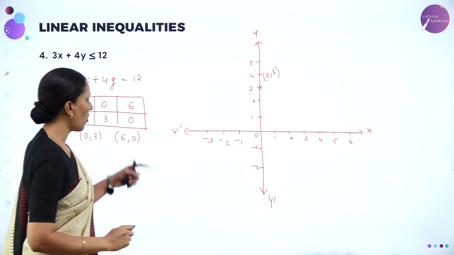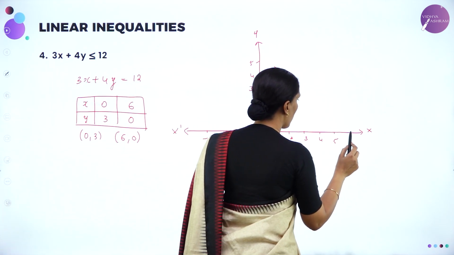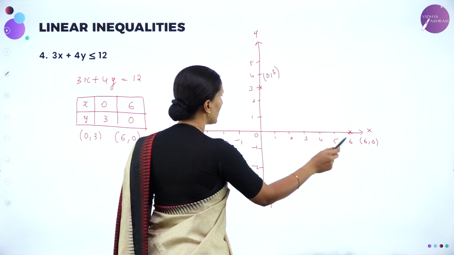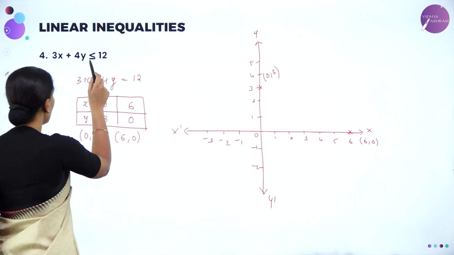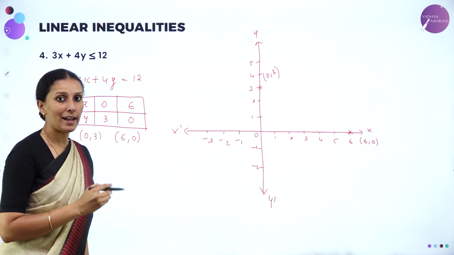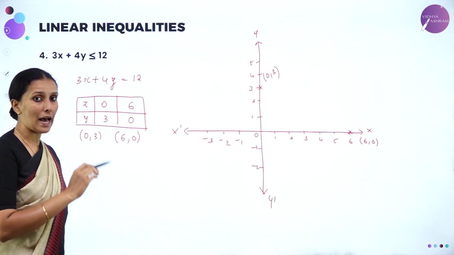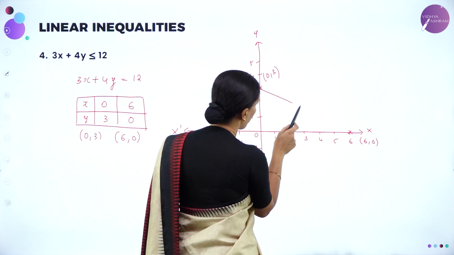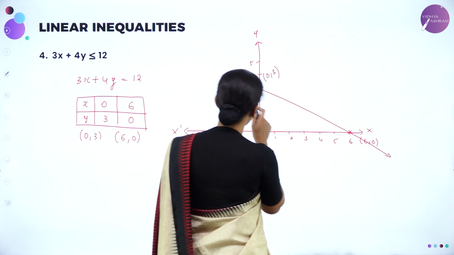Next we have 6, 0. So 6, 0 on the x-axis. Now join these 2 points. Before joining, let us see the inequality. It is less than or equal to, which means we can draw a dark line. So join these points and draw a straight line passing through them.